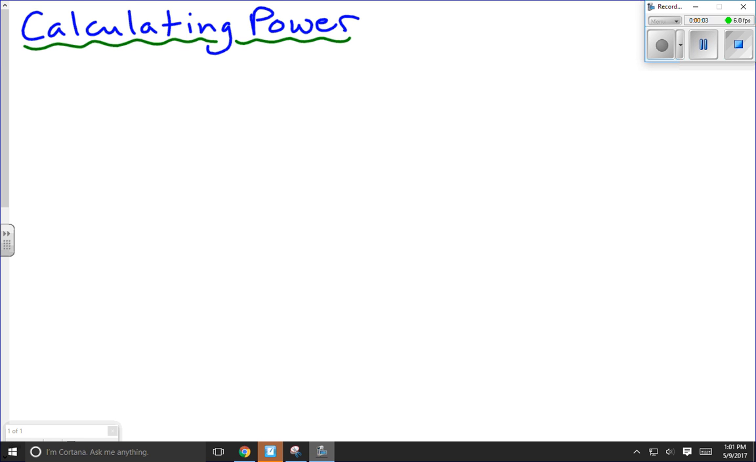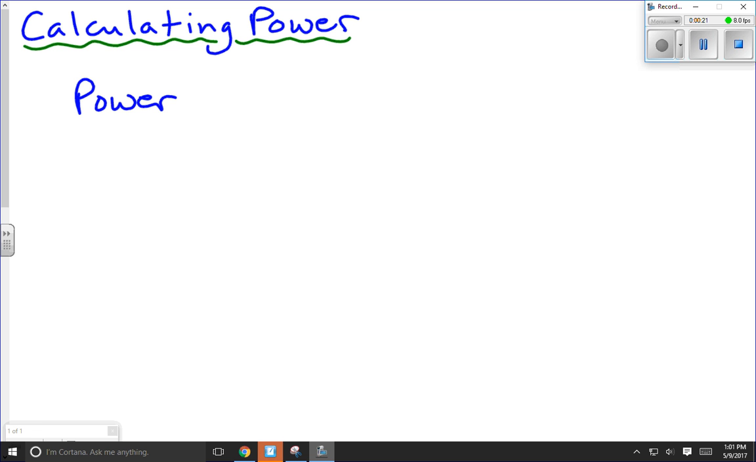In this lesson, we're going to learn to calculate power by looking at the relationship between energy, power, time, voltage, and current. And we're going to look at some examples of exam questions to see how you would calculate these. So we're going to start with a basic definition of what power is.